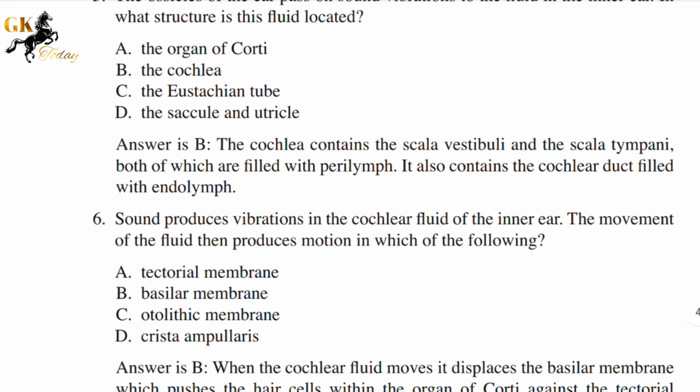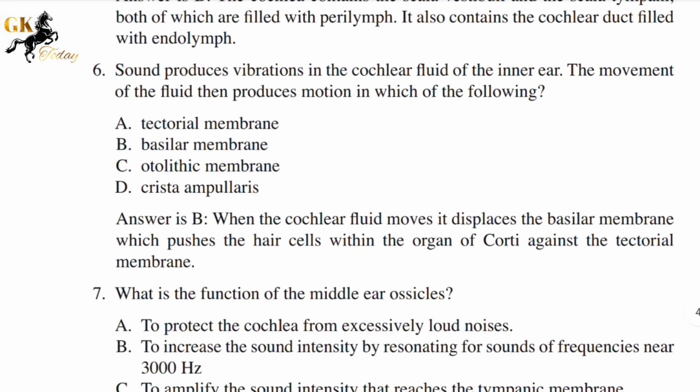Next, sound produces vibrations in the cochlear fluid of the inner ear. The movement of the fluid then produces motion in which of the following? Tectorial membrane, basilar membrane, otolithic membrane, cresta ampullaris. Option B, basilar membrane.